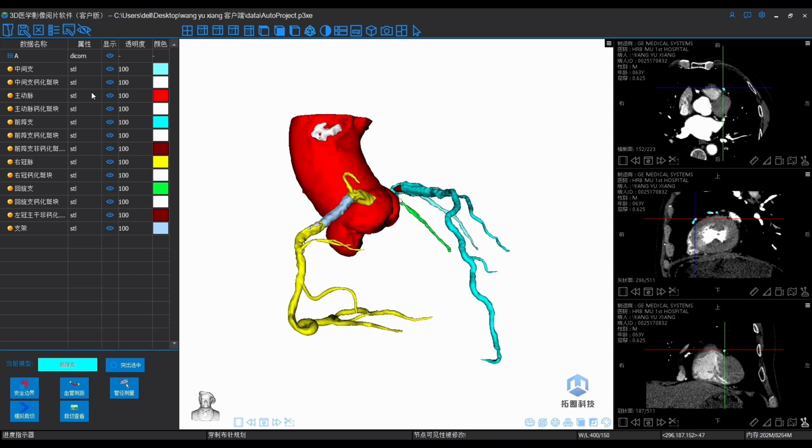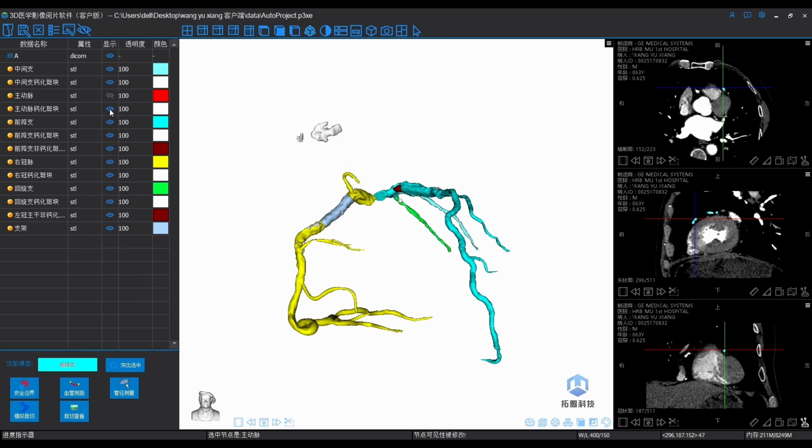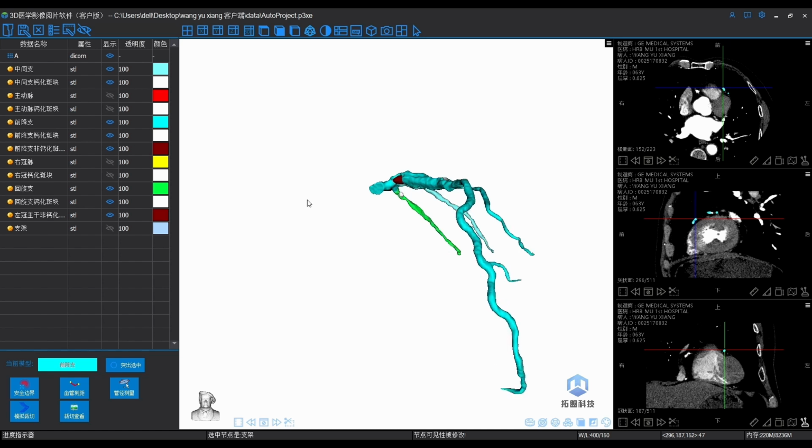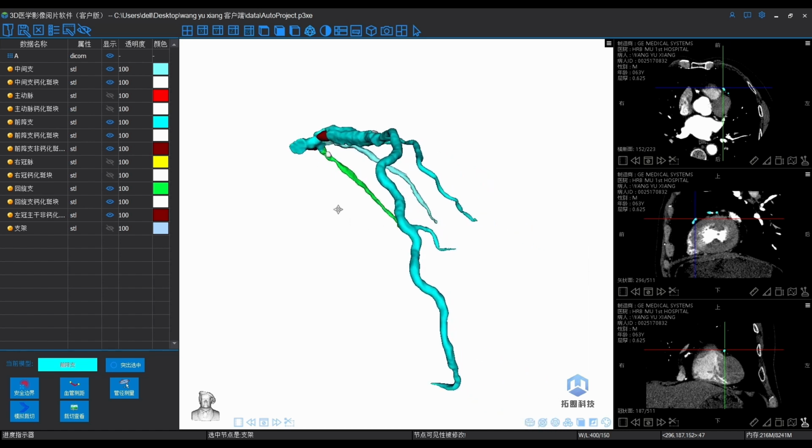So we could delete the aorta first. Okay, delete the aorta first. Delete the calcium of the aorta. Delete the RCA. Okay, delete the RCA. We could clearly see the left coronary artery. Okay, the yellow one. Okay, delete the stent. Okay. So this is the left coronary artery. We can see the light blue one is the LAD, and the green one is the circ.